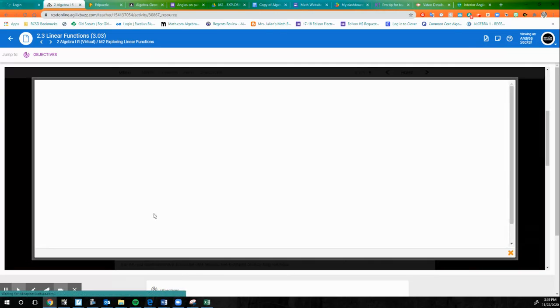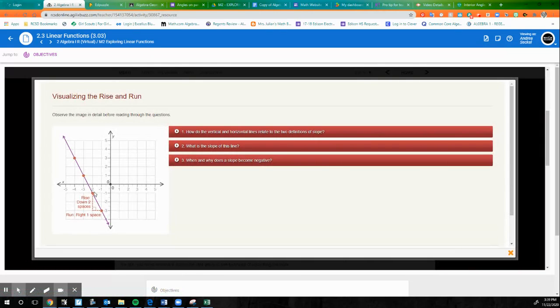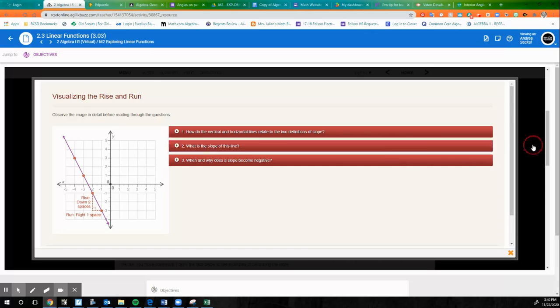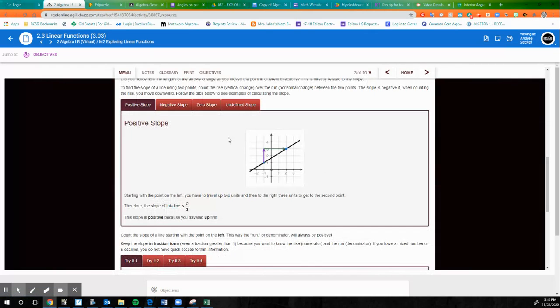And then you can click on this. And that gives you a different visual for how we get the slope. So moving down, we start on the left, we count how many spaces down and then how many spaces over. That's your rise and your run. So it's 2 down and 1 over. That would be -2 over 1 or a -2 slope. Okay, and then we talk about the types of slope here.